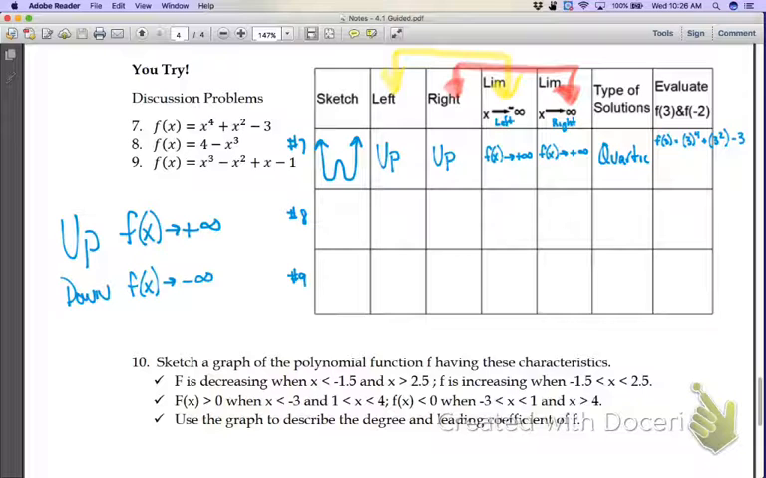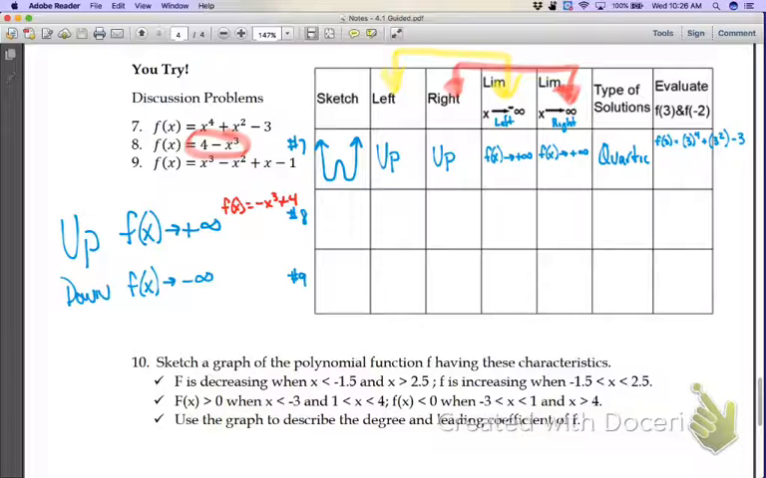Okay, now, what about on 8? First off, is 8 in standard form? No? So what do I have to do? Switch it, right? So if I have f of x equals negative x to the 3rd plus 4. So how's it going to look? Okay? It's a negative. It's to the 3rd power. How many different times is it going to change directions? 3 times.